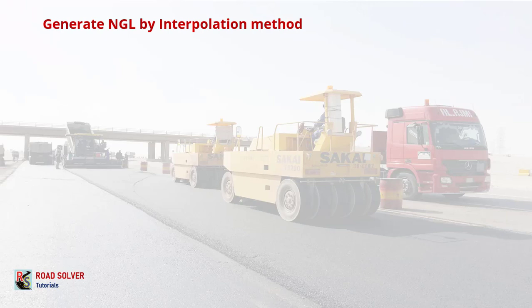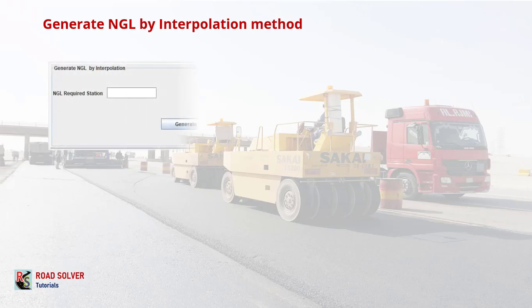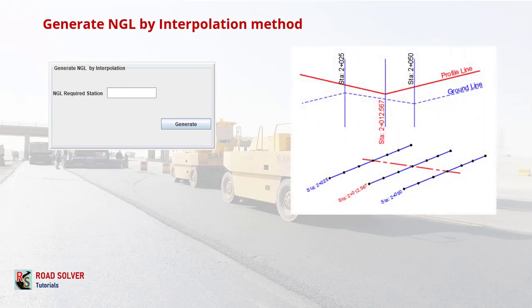There is another special option, where natural ground is created by the interpolation method. Sometimes ground levels are taken from the site at certain stations, and after that we may need additional stations for the natural ground. Normally you have to calculate this natural ground manually and insert it manually. In Road Solver, this option calculates it automatically by entering the station only.